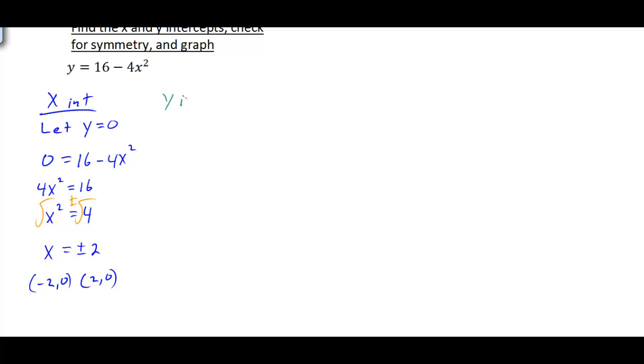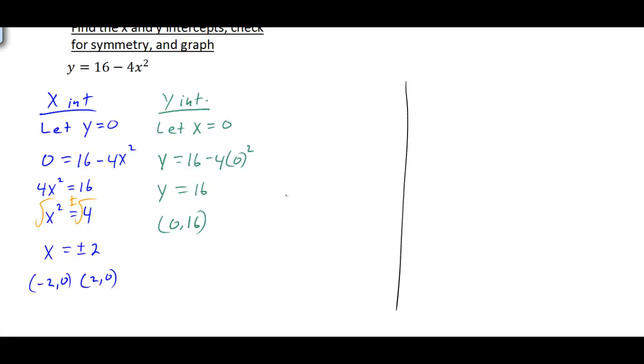And then if we look for our y-intercepts, we're simply going to let x equal 0. So we would have y equals 16 minus 4 times 0 squared. So therefore we're just left with y equals 16. So we would end up with 0, 16 as our y-intercept. And if we look at this graphically, we have our x-intercepts, which would be at negative 2, 0, and at positive 2, 0. And we have our y-intercept, and I'm just going to say this is all the way up here at 0, 16.